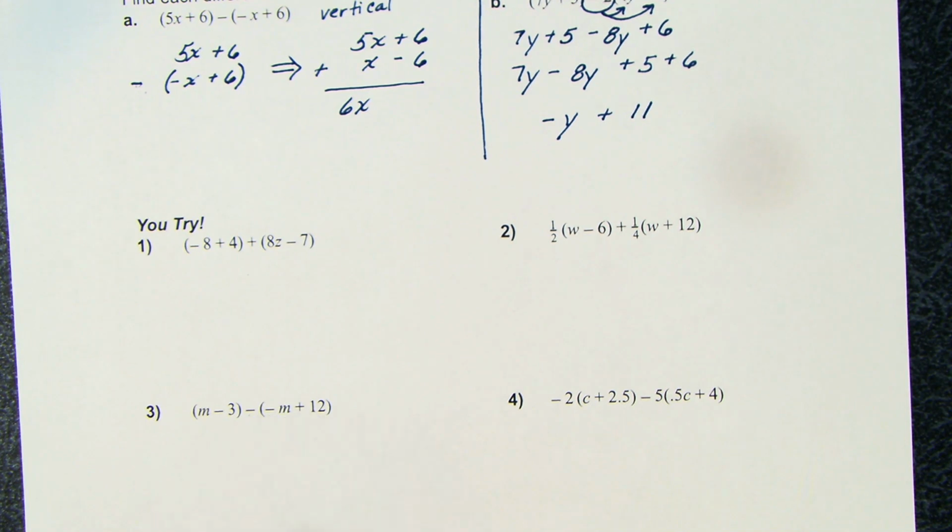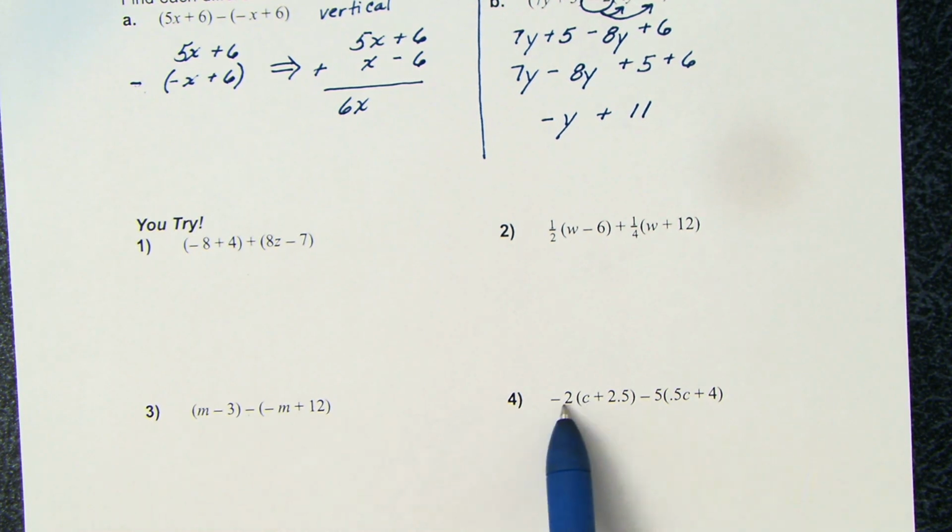Or you can line them up vertically, but you still have to change the signs. All right, this one's super tricky. This one's double tricky because you've got a negative sign there and a negative sign there.